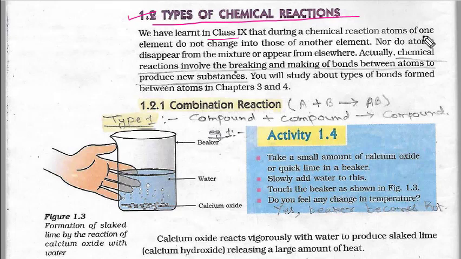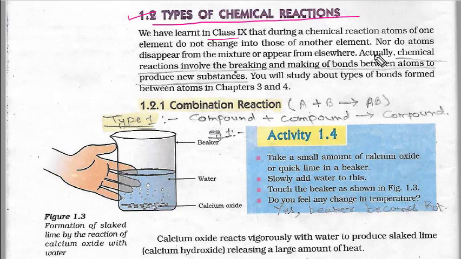chemical reactions, atoms of one element do not change into those of another element, nor do the atoms disappear from the mixture or appear from elsewhere. That you have studied in the ninth class, that atoms cannot be created or destroyed in a chemical reaction, nor can one type of atom be converted into another type of atom.